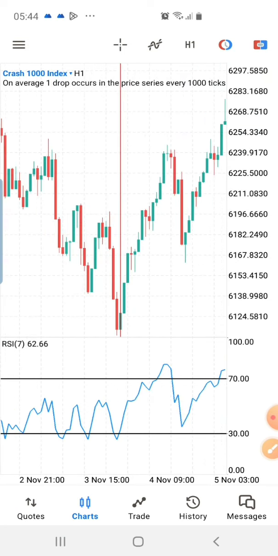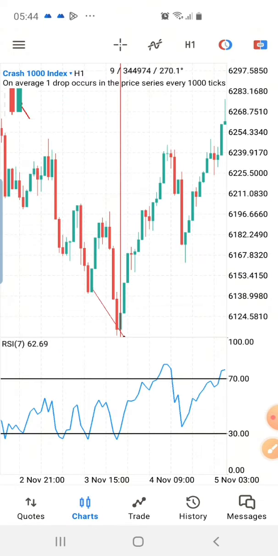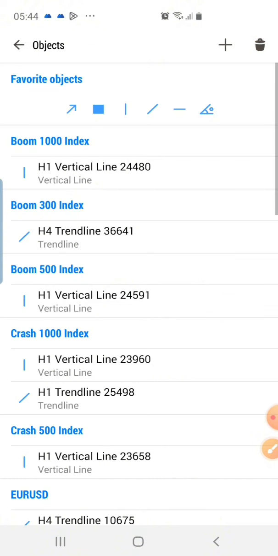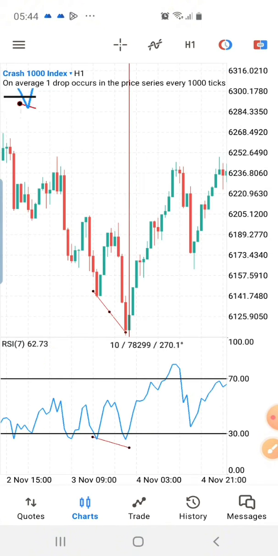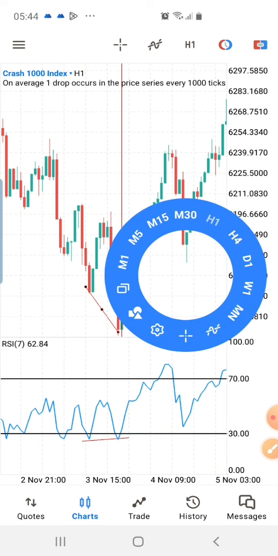Now that we have this divergence, let me just pick a line to mark this. So this is our divergence right here, and we have this also right here, sorry. So now that I have this divergence right here, what do we have to do? We now go to a lower time frame, which is the 15 minutes time frame. This is the 1 hour time frame, guys. You go to the 15 minutes time frame.